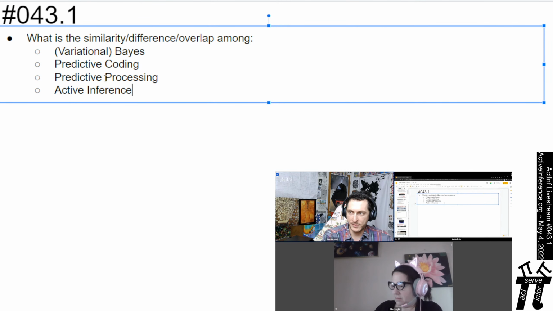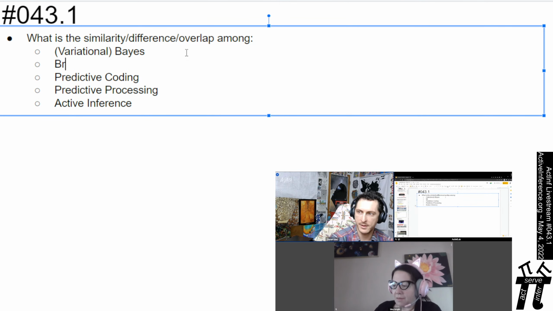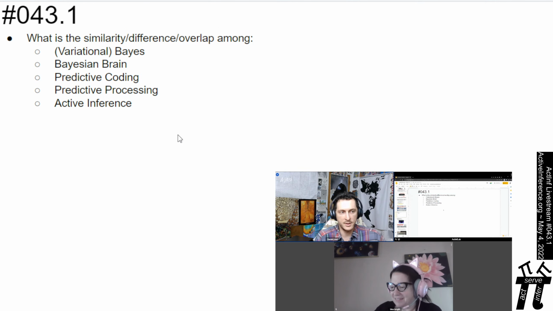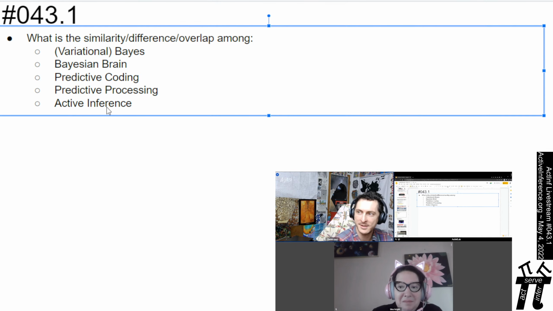Great. Definitely a good starting place. Let's also add Bayesian brain to the mix and start to look at maybe some similarities too, because they're not exactly addressing the same area, and they're compatible, often more compatible than not. So getting at what distinguishes them is very important.